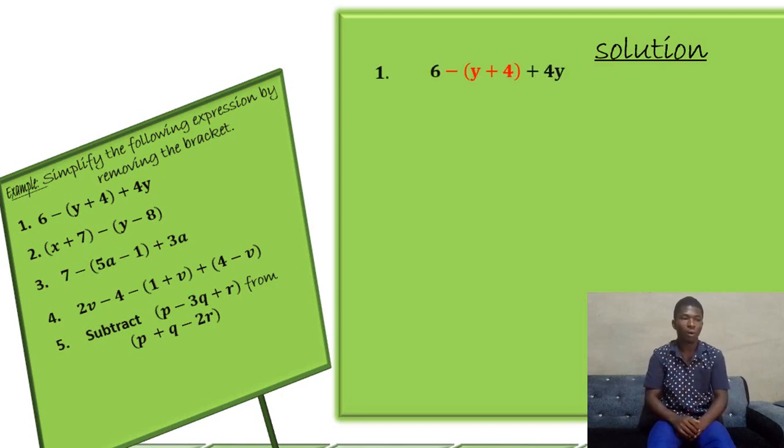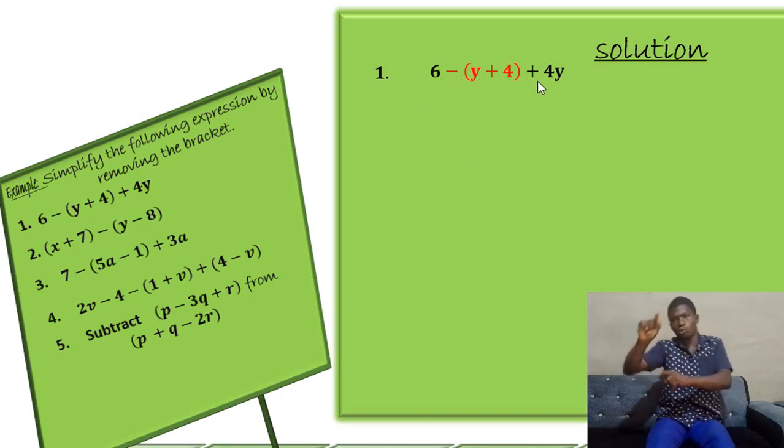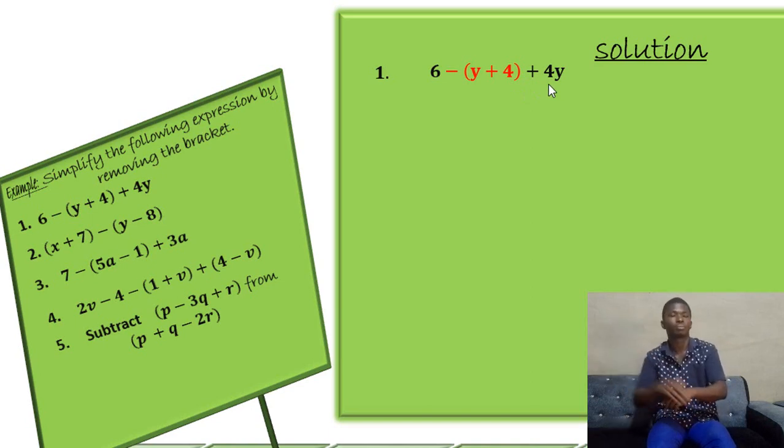We have in example 1, as you can see, on this green screen: 6 minus open brackets y plus 4 close the bracket plus 4y. Just like I said, the major simplification you do in algebra is opening of brackets. So let's try to open this bracket.